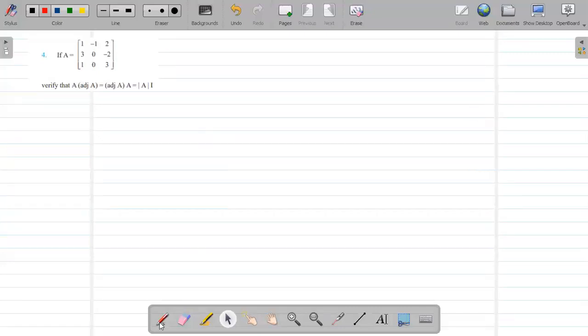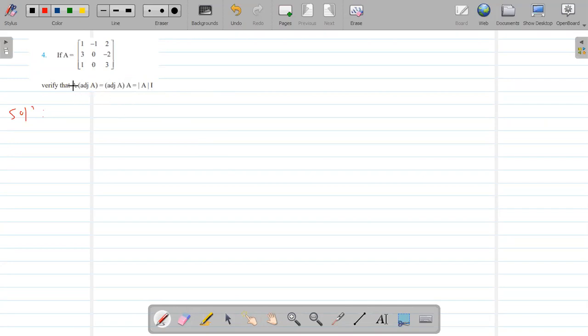Okay, so let us start how to solve this. Solution. In the very first step, it says verify that A multiplied by adjoint of A is equal to adjoint of A multiplied by A is equal to mod of A multiplied by I. Okay, so let us start.